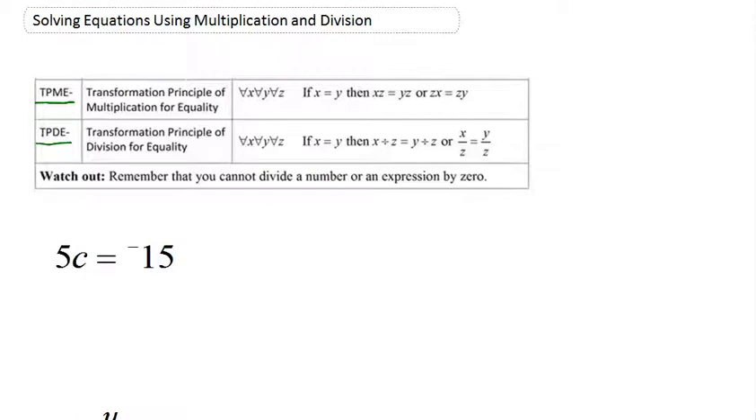This video is solving equations using multiplication and division. We're going to focus on two principles for this video: the transformation principle of multiplication for equality and the transformation principle of division for equality.